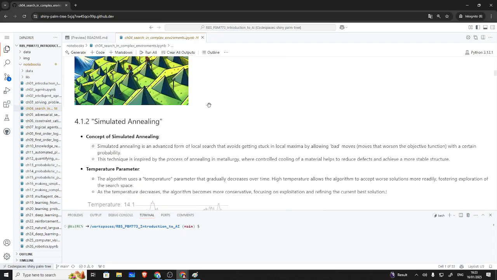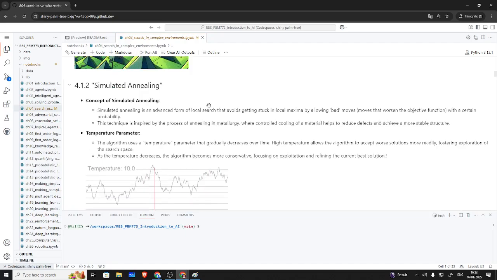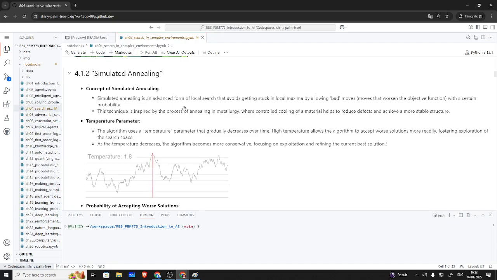So one approach, which I mentioned, is something called simulated annealing. It's a local search. Basically, the idea is that you let the algorithm make bad moves. You have this temperature parameter. You might have seen this; it appears all over the place. The temperature parameter decreases gradually over time.